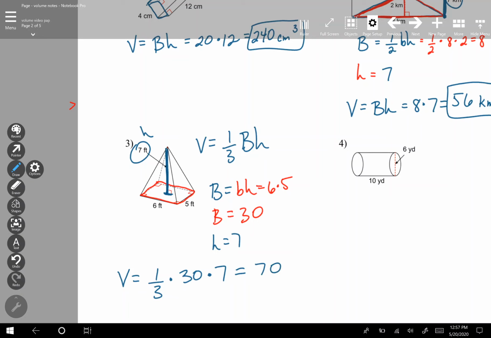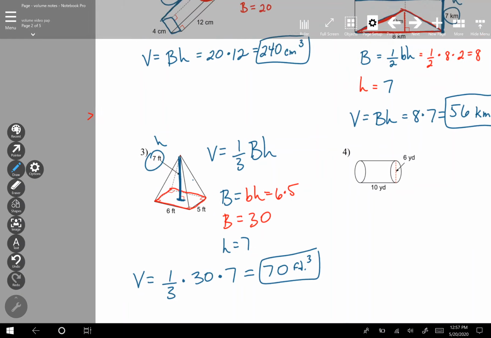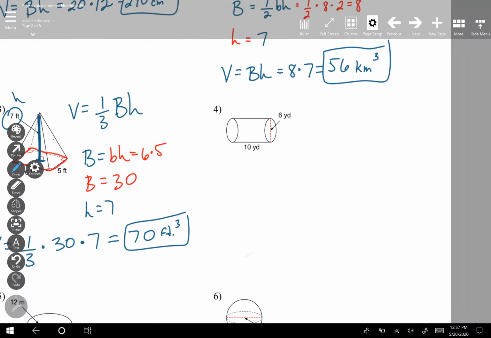Another way you can enter this into the calculator, the calculators will do what you think they're going to do. You just do 1 divided by 3 times 30 times 7. You can just type it in like that, and then you'll get your answer. And again, it's feet cubed, because volume is 3 dimensions.